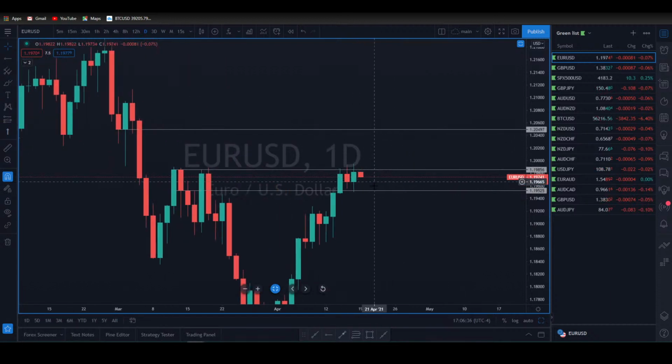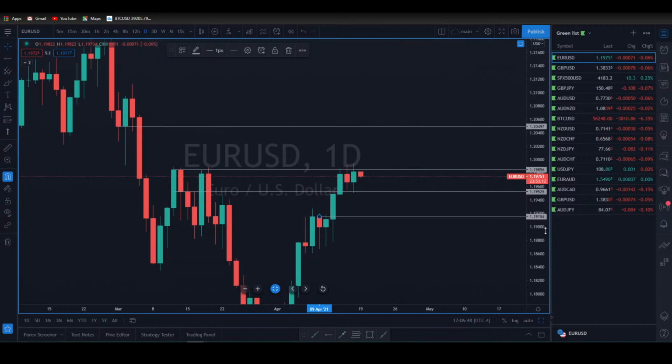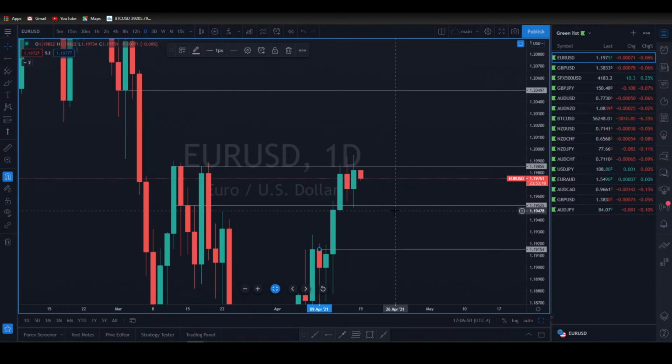And as well, to the downside, if you get a break and you close below this weekly level at 1.19525, the next area of support is going to be 1.19154. So that in itself also offers up a small daily range target.